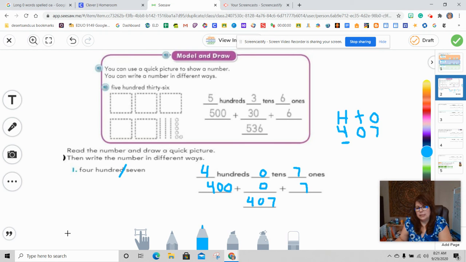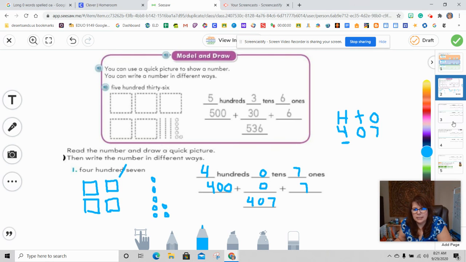Now I have to draw my picture. So I have 4 hundreds, and we know that we draw 4 squares. And I have no tens, so I'm going to leave that blank, and then 7 ones. So I'm going to draw 1, 2, 3, 4, 5, and then I start a new row, 6 and 7. So now that's how my number is going to be represented.